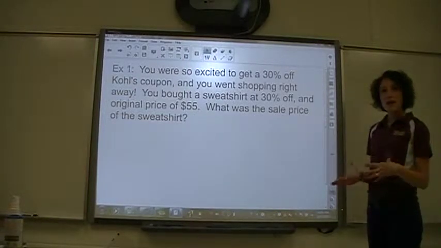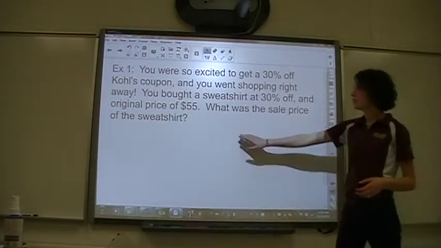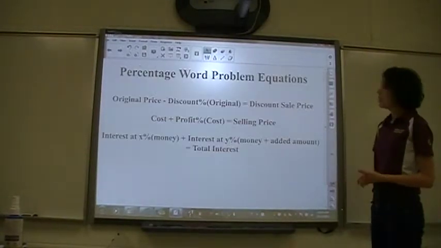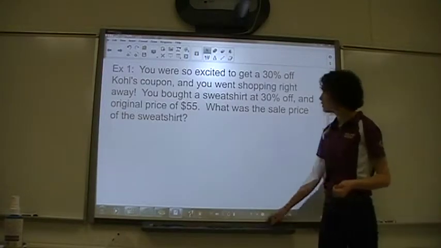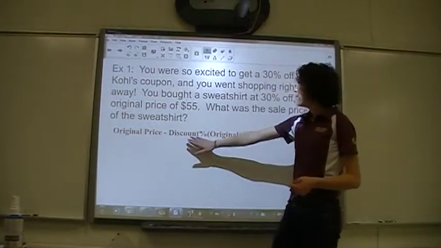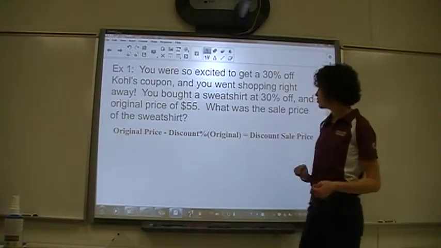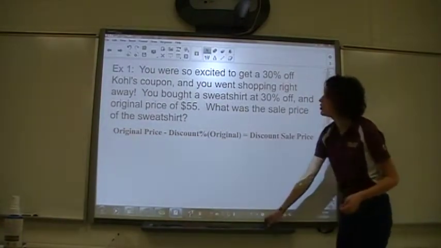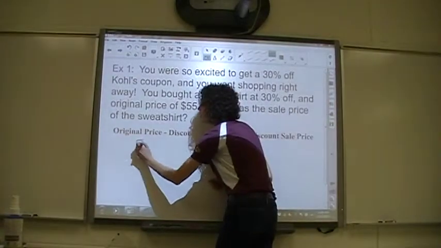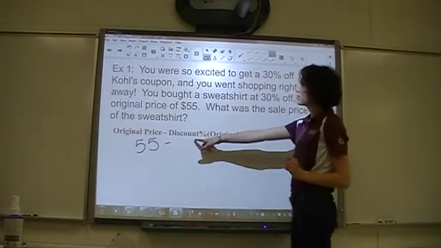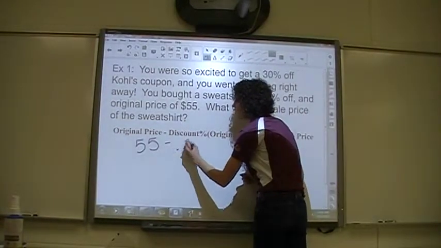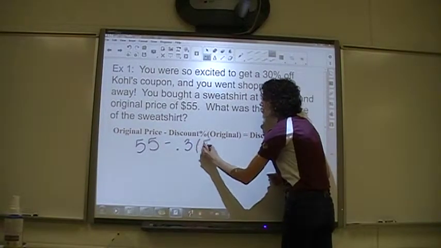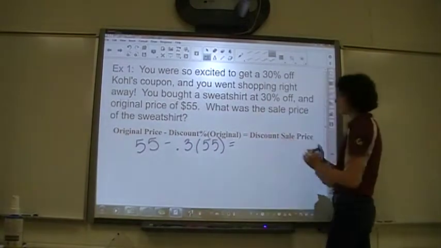So you need to look back at those different equations and realize that you want to use that first equation, which is original price minus the discount percent times that original price equals the discount sale price. So your original amount is $55 minus your discount percent, which is 30%. Make sure you write that as a decimal, so it'd be 0.3, and then times that original amount, which is 55, equals your discount sale price.